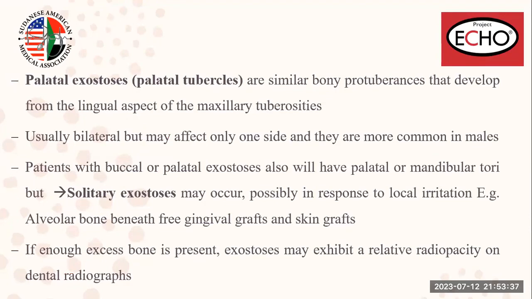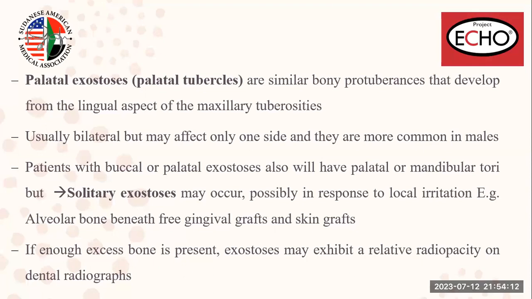Palatal exostosis or palatal tubercles are similar bony protuberances that develop from the lingual aspect of the maxillary tuberosity. The maxillary tuberosity is the area behind the molar teeth. In the lingual aspect of it, if we have this tubercle, this is called palatal exostosis. They are usually, again, bilateral, and may affect only one side in some cases. They are more common in males than females.